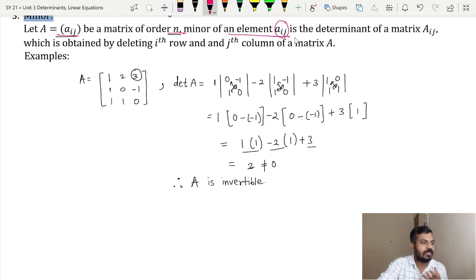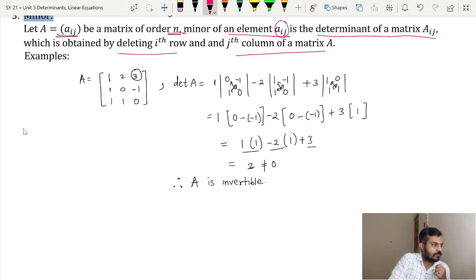The minor of the element Aij is nothing but, remember, the determinant of a matrix Aij. Now the question is, what is the matrix Aij? It is simple. This matrix Aij is obtained by deleting the ith row and jth column. So let us immediately see an example so that the idea will be more clear. First of all we will find the minor of the element A11.